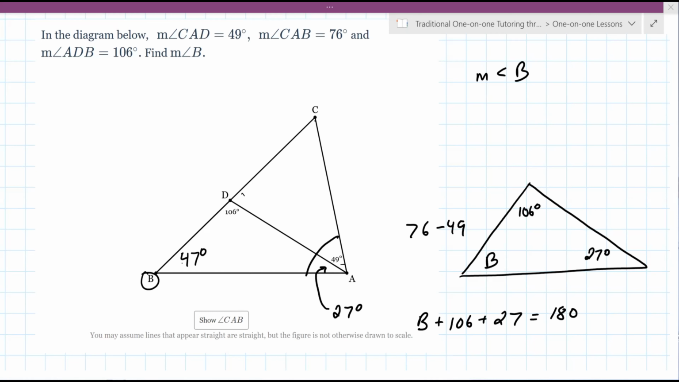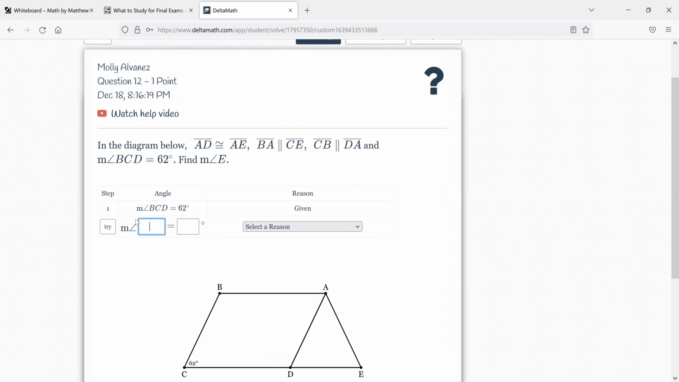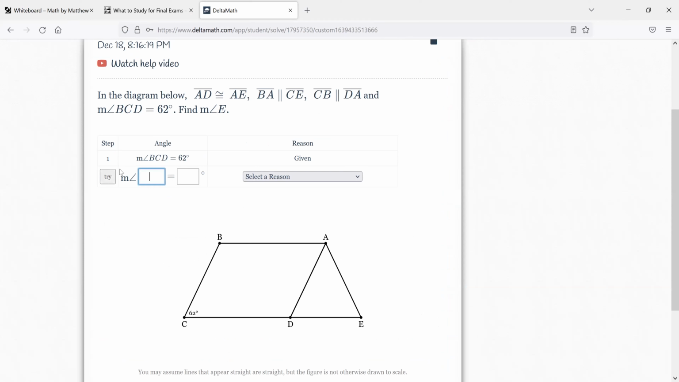All right, let me go back to the other screen. This looks like a proof. Do you remember doing proofs earlier in the school year? Yeah, kind of. Okay, so they're saying the measure of angle BCD is 62. That's given, and then they're trying to say, well, here's the next angle that you will find.